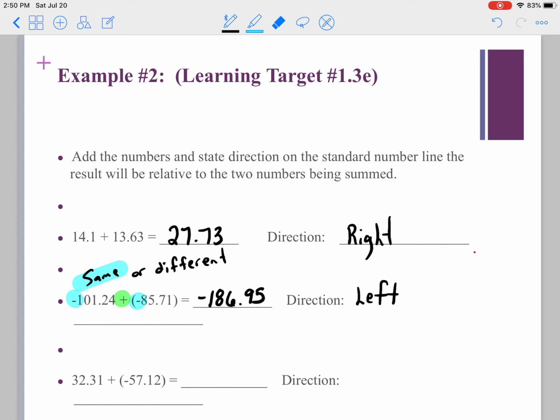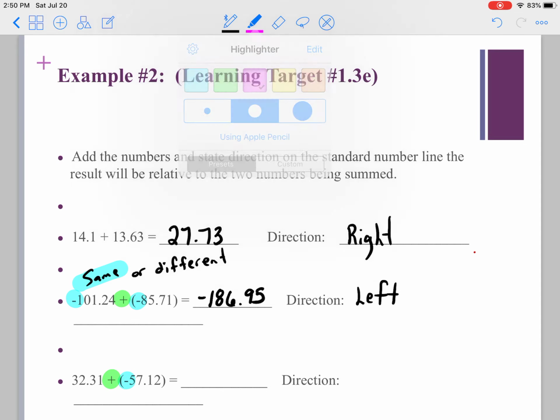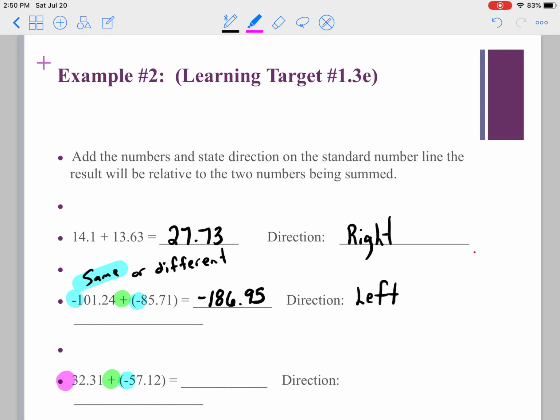Finally, we have 32.31 plus a negative 57.12. We have our addition of that negative. However, there is not a sign in front of the 32.31. Since there is not a sign shown, we can conclude that it is positive. So we're adding a positive and a negative, which means we are adding numbers with different signs.